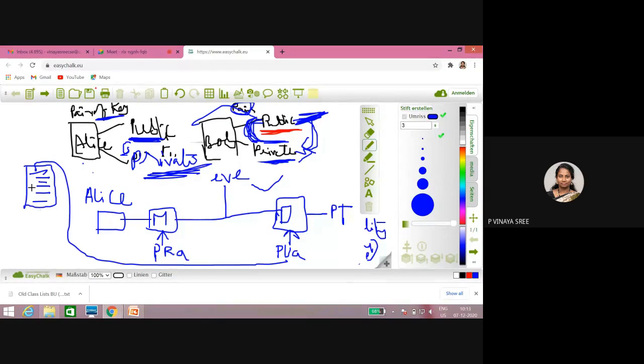Alice's public key is broadcasted, so Eve can use the public key of Alice and decrypt that, so that Eve can get the plain text, right? So in the previous case, confidentiality is missing. In this case, the previous case, authentication was missing, and in this case, confidentiality is missing. So in order to provide both confidentiality and authentication, we have to combine both.